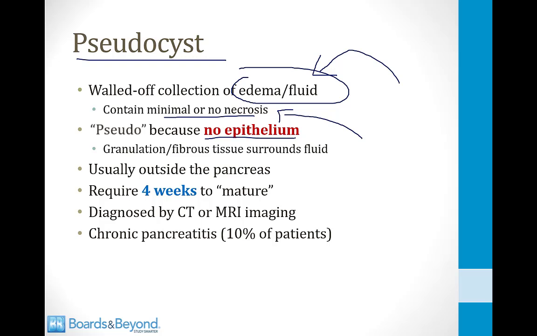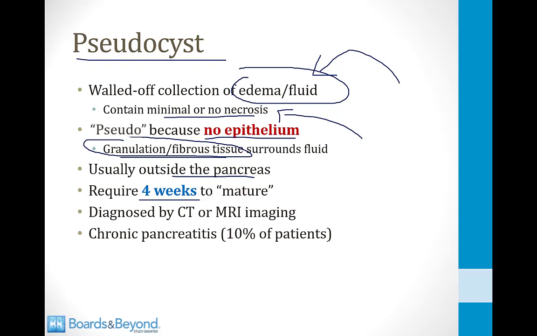What is surrounding the edema and fluid is a collection of granulation and fibrous tissue. These usually develop outside the pancreas, and they take 4 weeks to grow and mature. In other words, it takes 4 weeks for all this granulation and fibrous tissue to surround edema and fluid and create the pseudocyst. So in a board question, a pseudocyst is not going to be diagnosed in someone who just developed acute pancreatitis. It's going to be in someone who has had acute pancreatitis for several weeks. Maybe they're still in the hospital or maybe they're coming for follow-up.